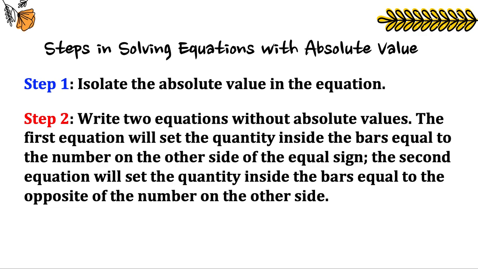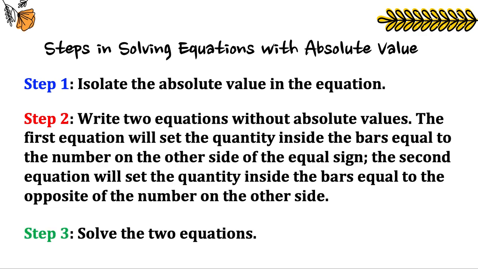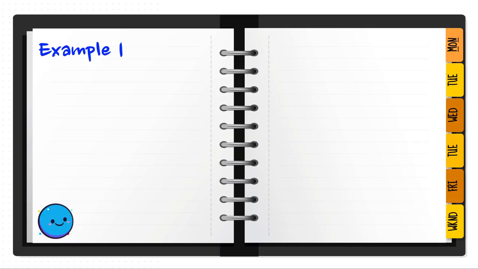The first equation will set the quantity inside the bars equal to the number on the other side of the equal sign. The second equation will set the quantity inside the bars equal to the opposite of the number on the other side. And the last step is to simply solve the two equations. So let's start. Let us have our first example.